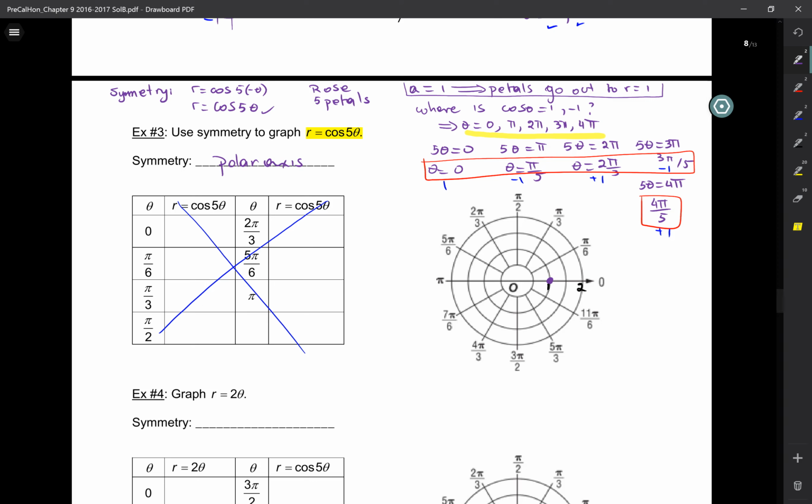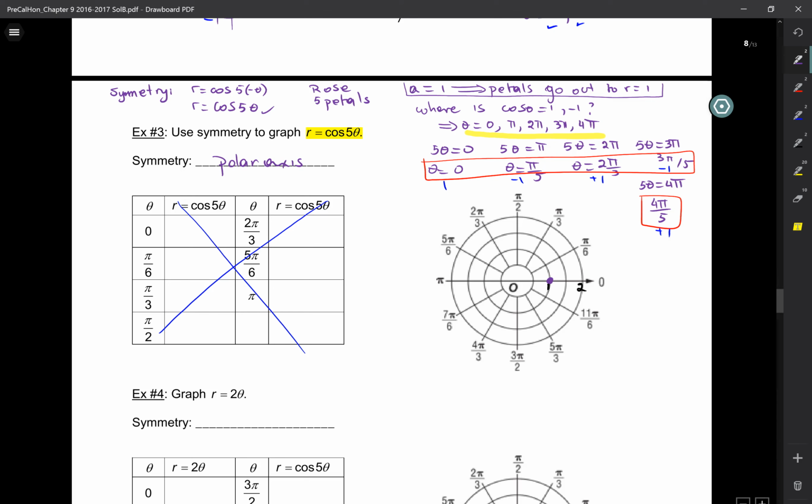Okay. The next point is theta equals pi over 5. Where is pi over 5? Is it before pi over 6 or after? It's after pi over 6. But over there, is the value +1 or -1? Negative. That means I'm not going to put the point up here. I'm going to put it down there. You see what that means? Does everybody follow me there?